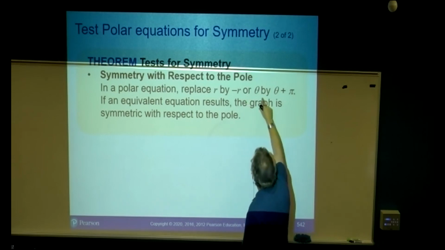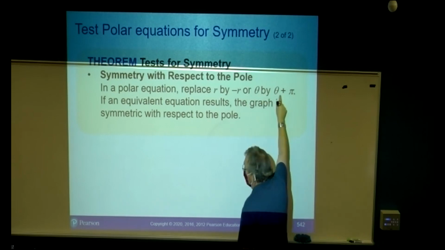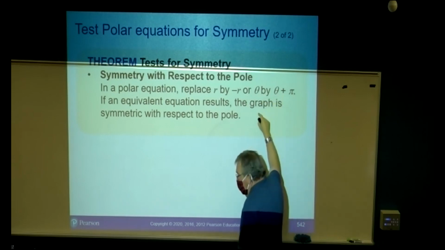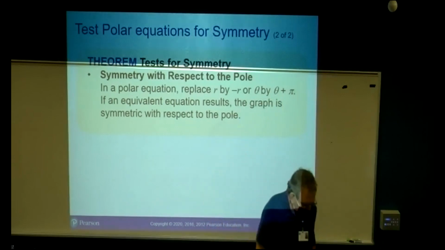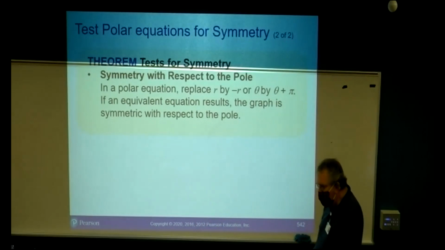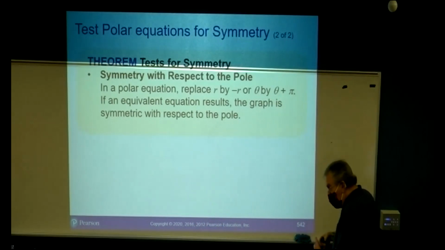Or you replace theta with theta plus pi and an equivalent equation results, then it's going to be symmetric with respect to the pole. What they mean by an equivalent equation is you wind up with the same equation once you simplify things.